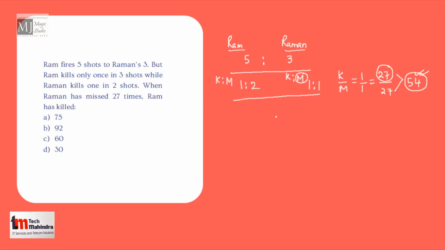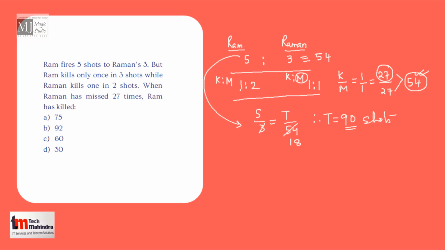Now the question, Ram has killed how many? Okay, now can we go in this circular fashion? Raman has shot 54. That means 3 is equivalent to 54. So what is the total number of shots taken by Ram? 5/3 is T by 54. 54 is 18 and 18 into 5 is 90. That is 90 shots must have been taken by Ram in the time in which Raman has taken 54 shots.